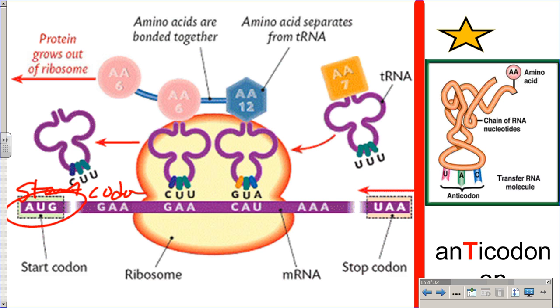It's got this weird looking shape. But you can see on one end is the amino acid, and so I always call it the head, and then the feet are the anticodon. All the time, yeah. Why have the T's changed to U's?